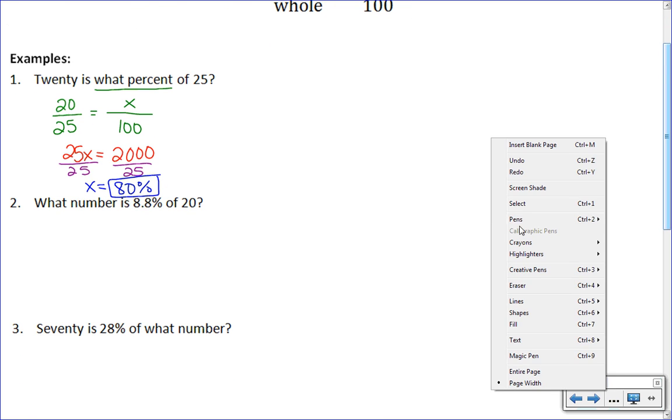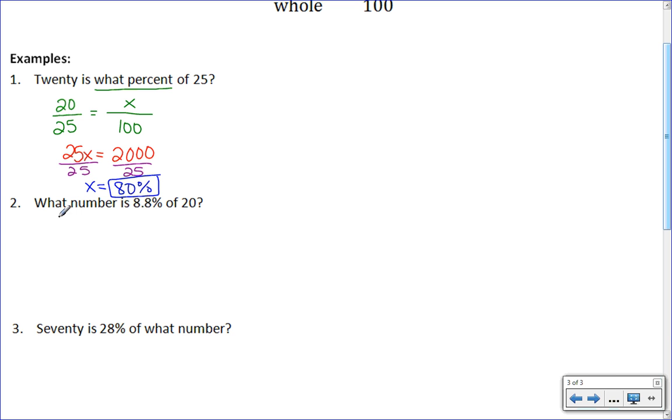Alright, let's look at number 2. It says what number is 8.8% of 20? Well, not sure exactly which one of these we're looking for yet, but I do see 8.8%, and I know the percent always goes over 100. Now I need to figure out, am I looking for the part or am I looking for the whole? Well, what number is 8.8%? So this is the part that's 8.8% of the whole, which is 20. So I'm looking for the part, and the whole is 20.